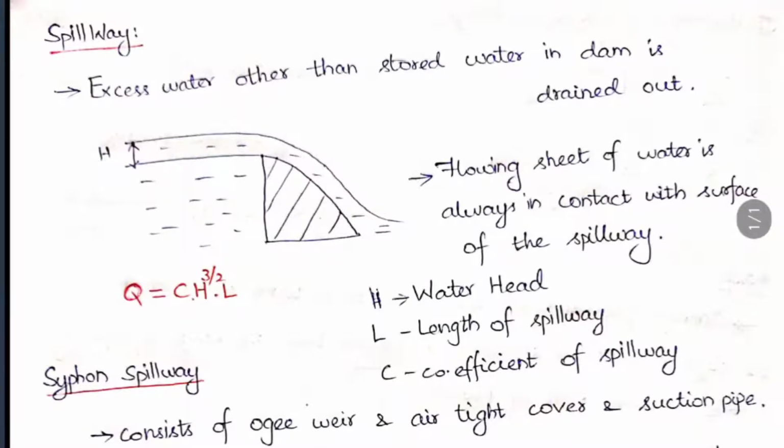This is also to remove the excess water other than the stored water, and here the formula is Q = C × L × H^(3/2). C is the coefficient of the spillway, H is the water head, that is the height of the water present above the spillway's top, and L is the length of the spillway.